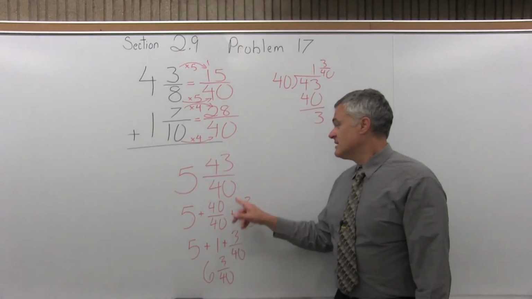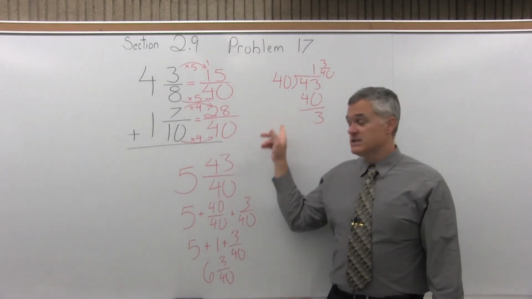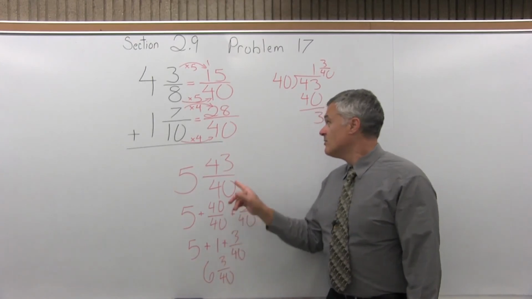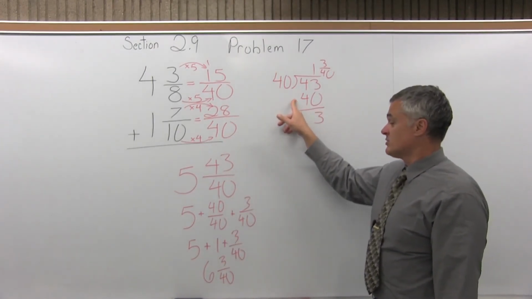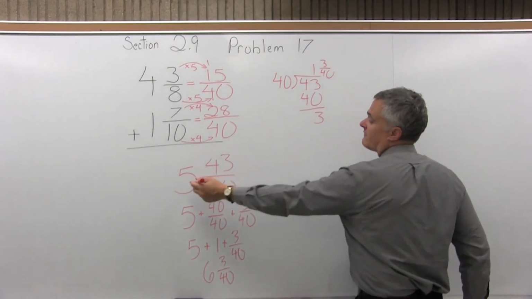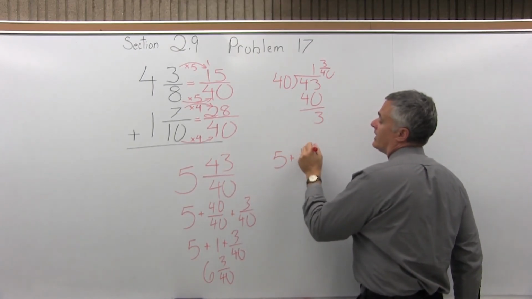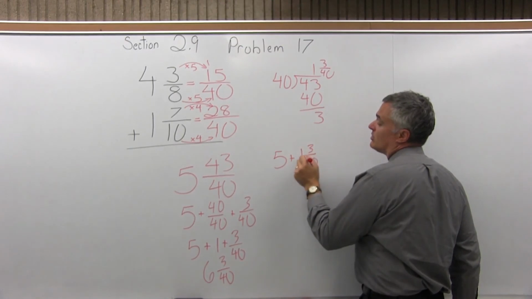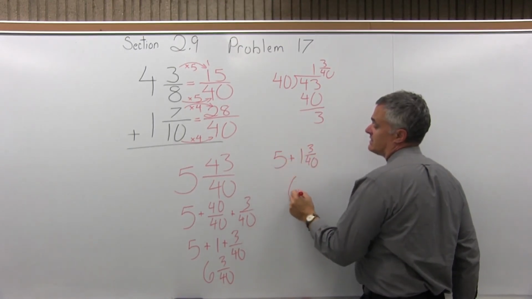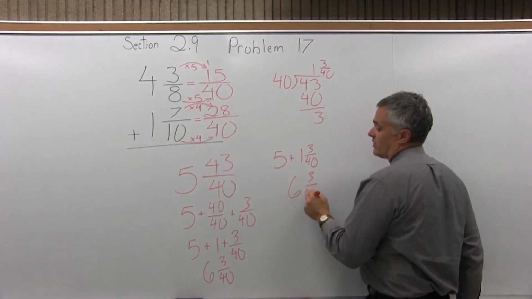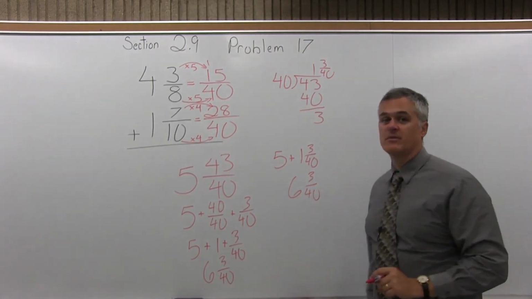I was able to see it without doing that work, so if you can see it without doing the work, that's fine. But if you have to do the work, it's not that much work, and you still have that 5 and 43/40 is 5 and another 1 3/40, and then you can put the whole numbers together. 5 and 1 is 6. And you have 6 3/40. It's the same answer I got with a different method.